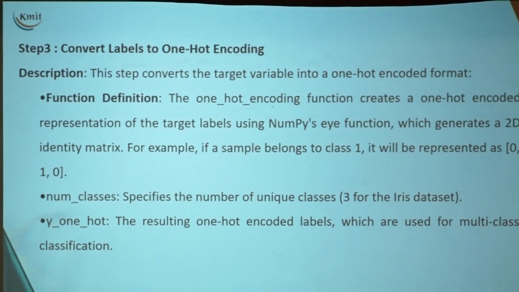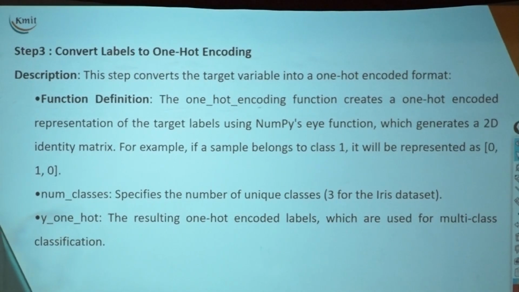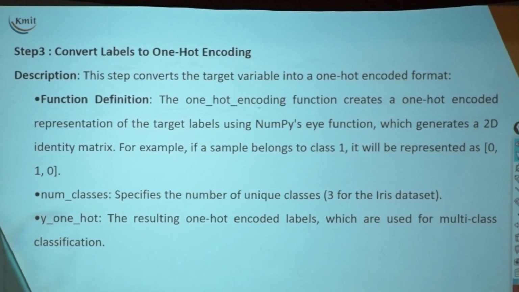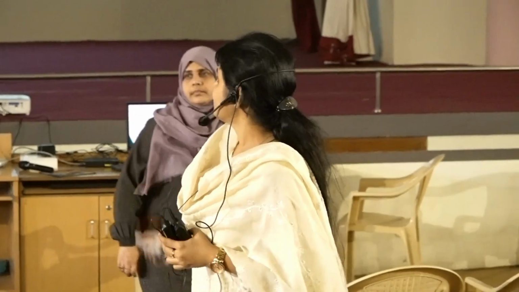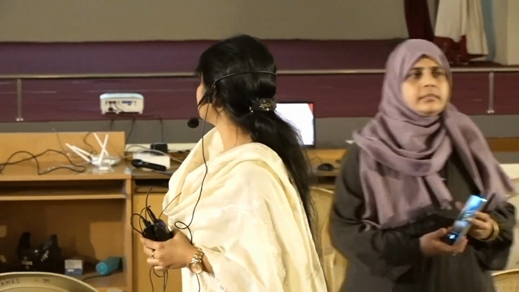I'll explain what one hot encoding is and why it is required here. Okay, all of you please listen to this. This is the most important topic in machine learning, deep learning, or anywhere. Listen to me. So why do we use one hot encoding? Please read the first line there. One hot encoding is used for converting target variable into one hot encoded format.